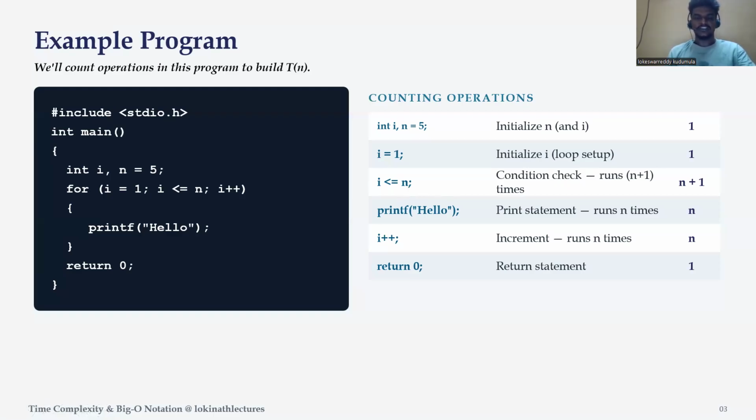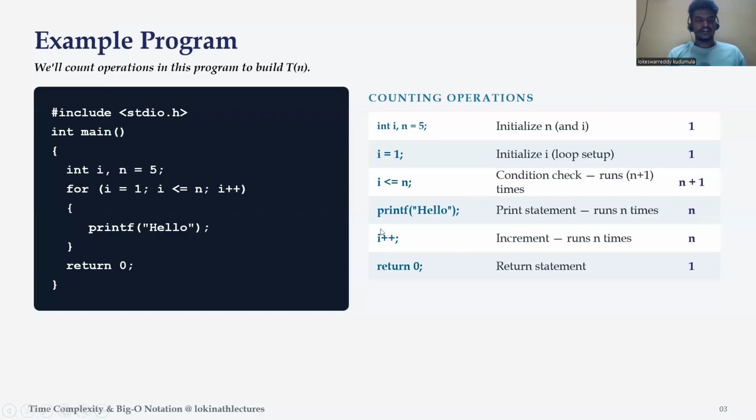We check the condition and run n plus 1 times. So that's why we are mentioning here n plus 1. Next, print hello. This is a print statement. We run it n times. Why? Because here we need to check the n number of times. We are running the loop that many number of times, so the print statement will execute that many times.